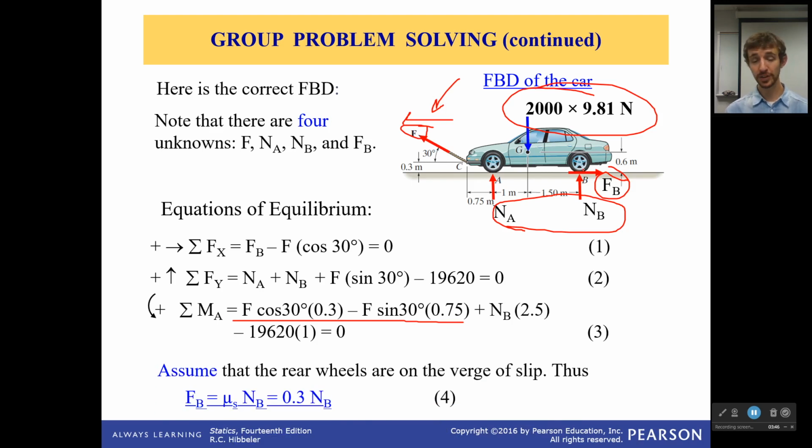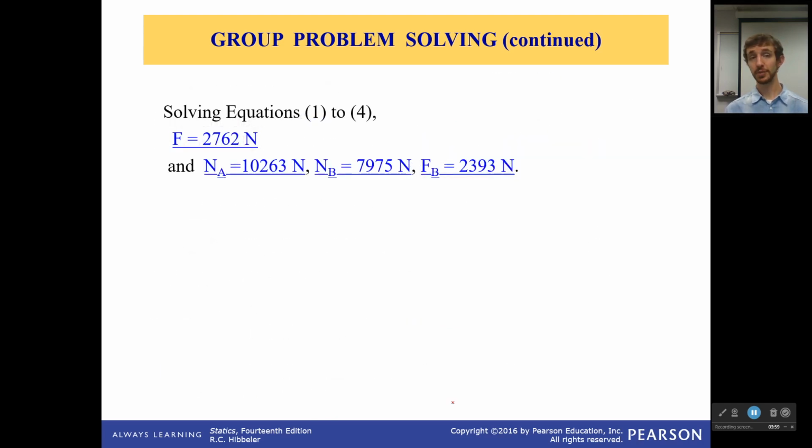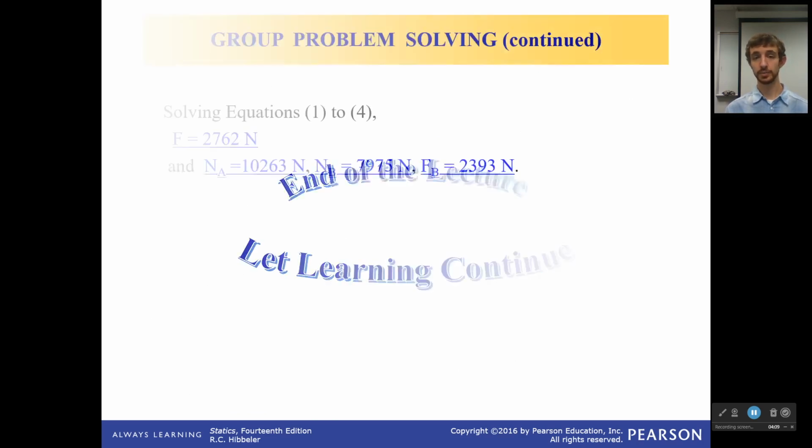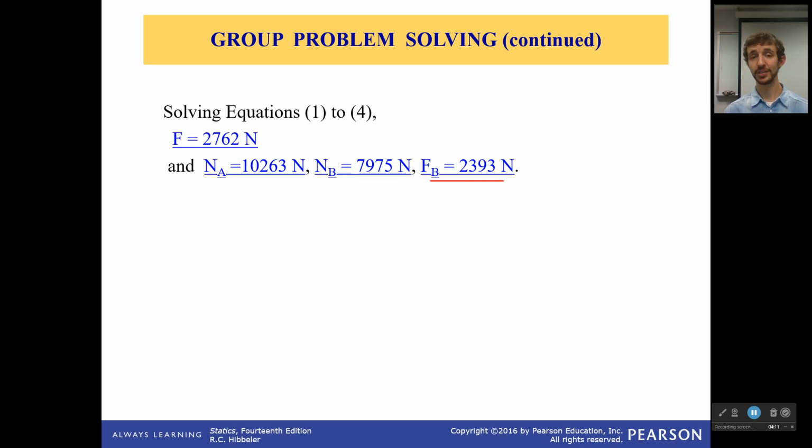So if we assume that the rear wheels are on the verge of slip, we get this right here, 0.3 times the normal force at B. And hopefully that is the correct answer. So we apply all of these, and we get this answer right here. Okay, so we get our force, 2,362 newtons, normal force at both the wheels, and our force at B. Oh, and that was it.